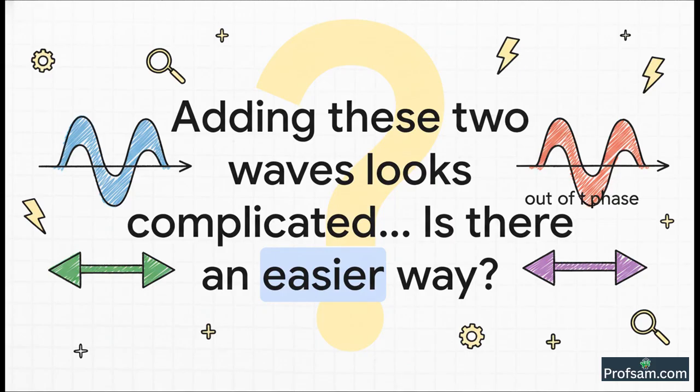See how they are out of sync with each other? One wave is at its peak while the other one is somewhere else entirely. Now, if you try to add them point by point using trigonometry, my goodness, it's a long and difficult calculation, and there are so many places to make a mistake. So the big question is, is there a simpler, more visual way to do this? And of course there is.